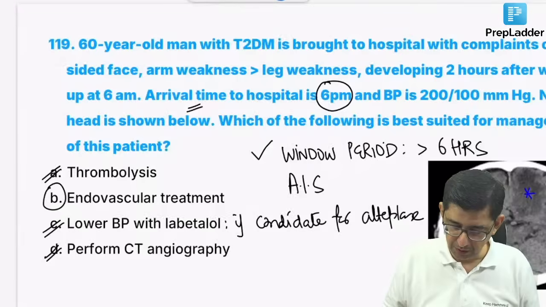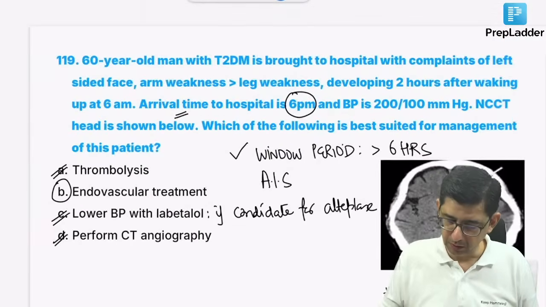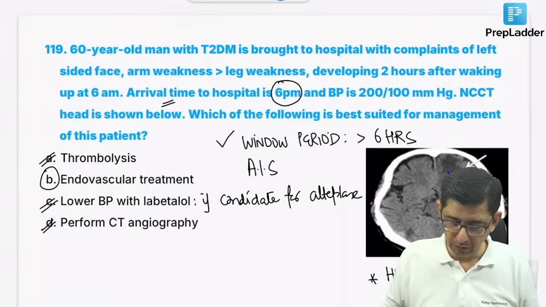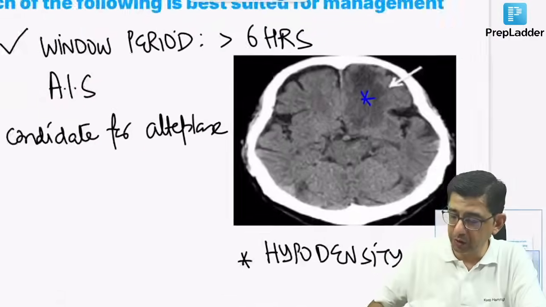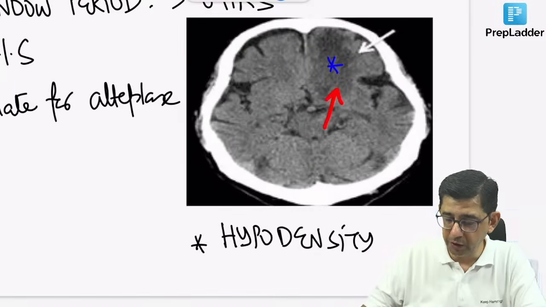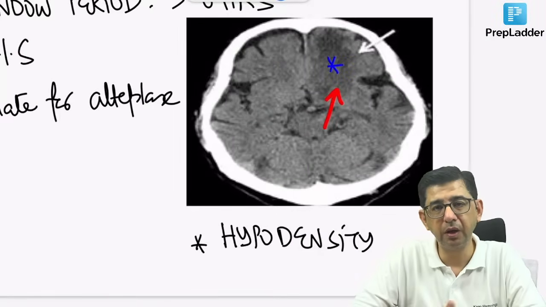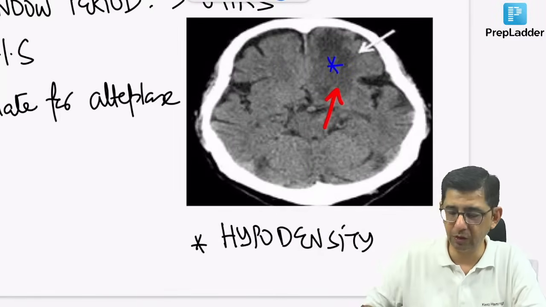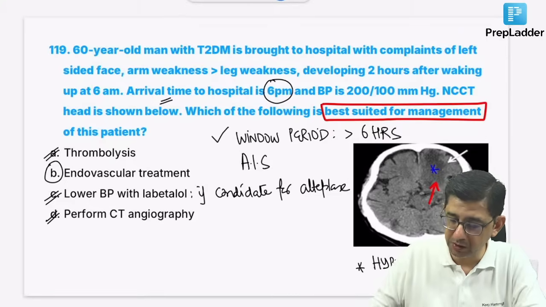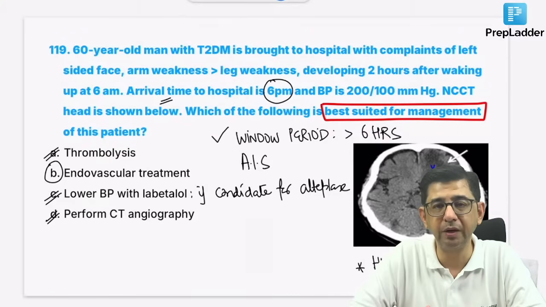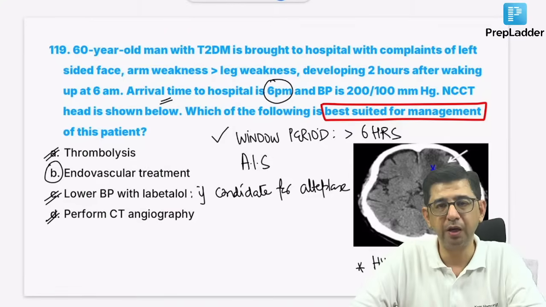CT angiography is right. Let me just check. Okay, so somebody asks why not, the answer is option. If CT is showing a hypodensity in a patient, then there is no need to do a CT angiography in the patient. I mean, he says what is best suited for management of this patient. No, so I have to treat the patient. No, he's not asking what is the next step in management. I have to treat the case. If there is a case of AIS, I have to treat the patient.